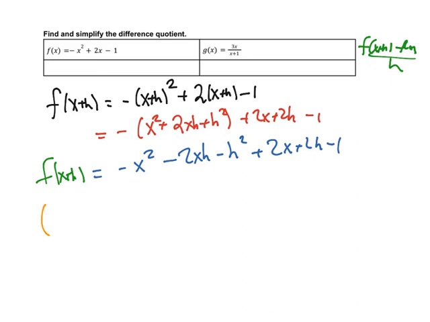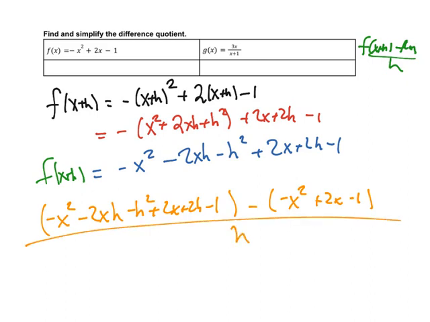So I'll start with this blue piece right here, my f of x plus h. Negative x squared minus 2xh minus h squared plus 2x plus 2h minus 1. And then I'll subtract off my original f of x: negative x squared plus 2x minus 1, and then I'll have this entire thing over h. This right here is going to simplify to a positive x squared, because a negative times a negative is positive, so x squared. It's going to be a minus 2x, and it's going to be a plus 1.